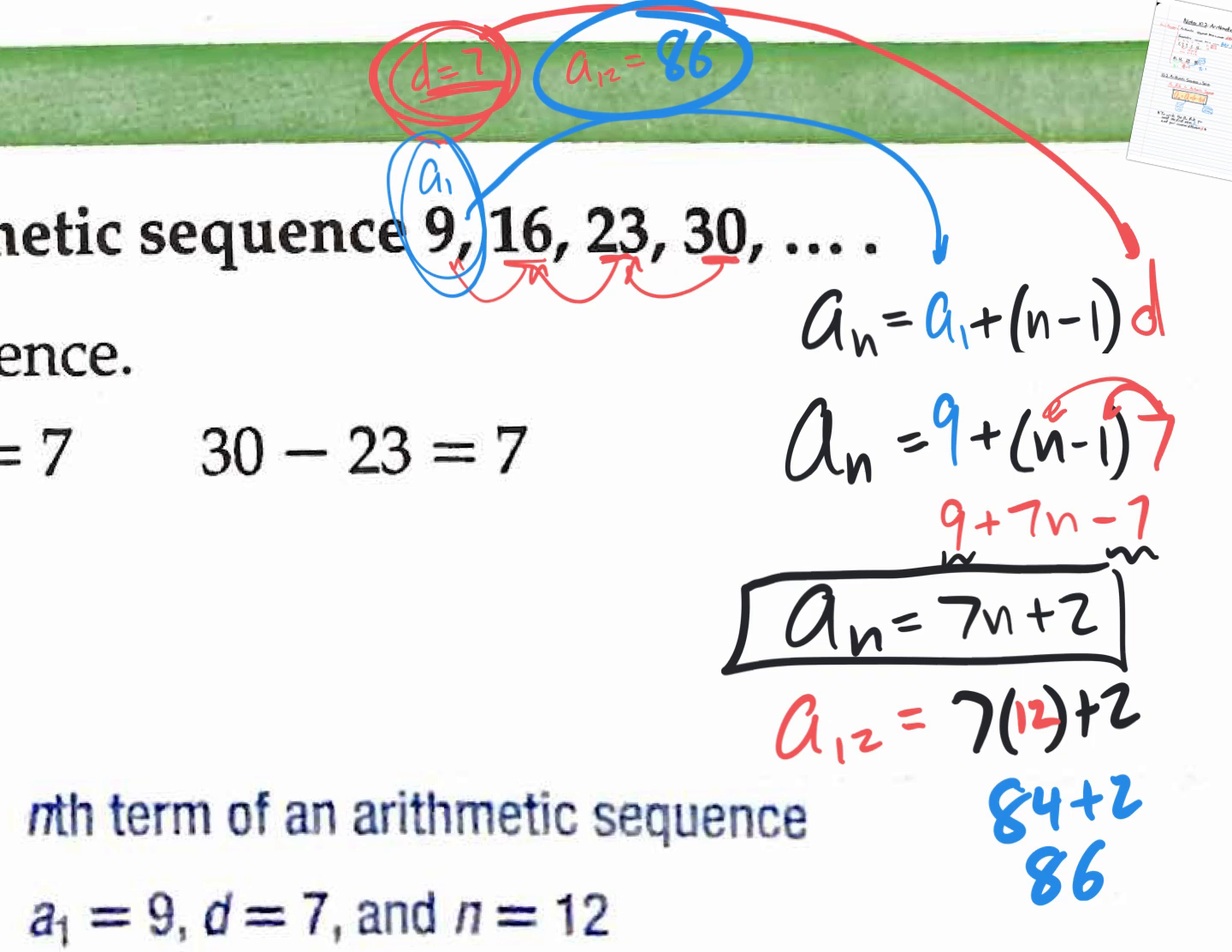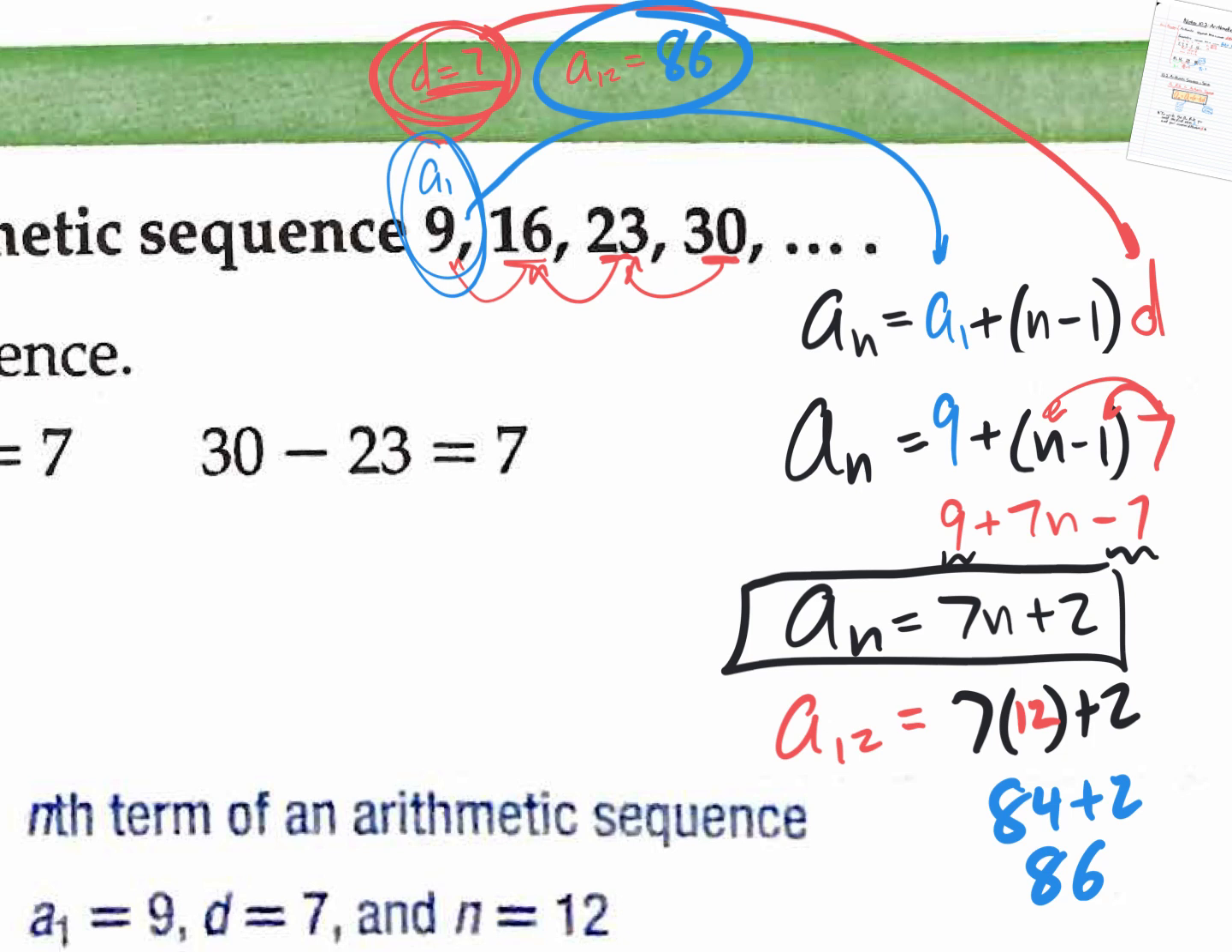Now, you might be thinking, well, why the heck do I want to do all this work? I mean, I already know the common difference is 7. I could add 7, add 7, add 7, and I could add 7, add 7, add 7, add 7 until I get to the 12th term, 86. Which, yeah, you could do that. But what if I ask for the 100th term? Where you have to add 7 100 times.